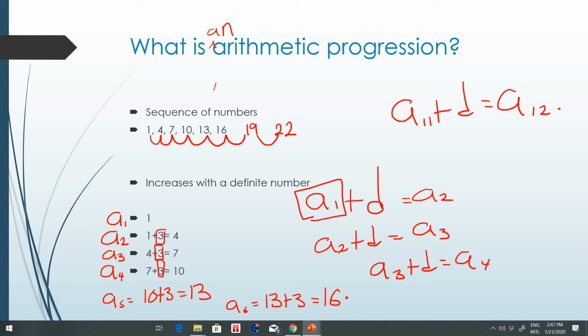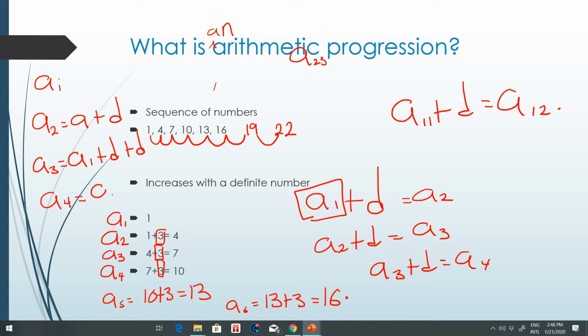So how do we find the formula? Let's say we're supposed to look for A23. How am I supposed to do it? I just keep adding. So how are we going to do it? Now we have A1. We know that A2 is A1 plus D. A3 is A1 plus D plus another D. A4 is A1 plus D plus D plus D. So you see, we just keep adding more threes.